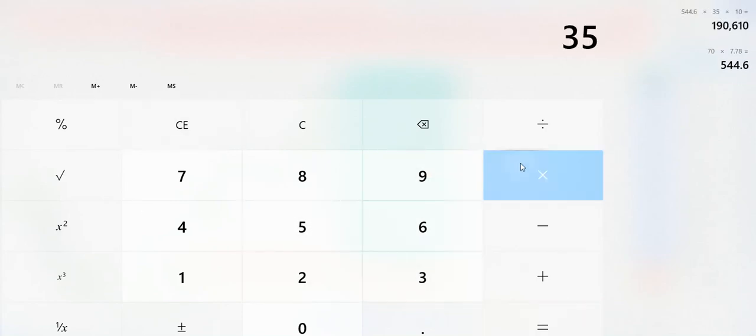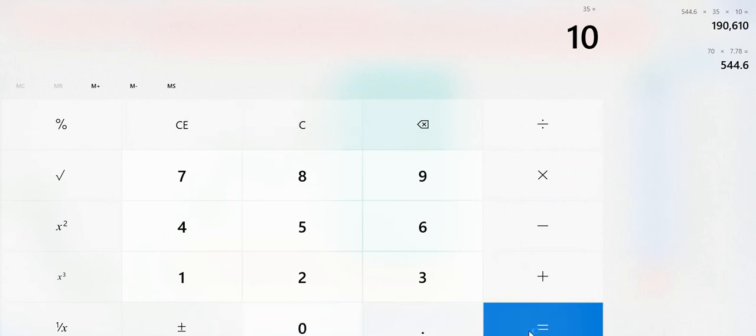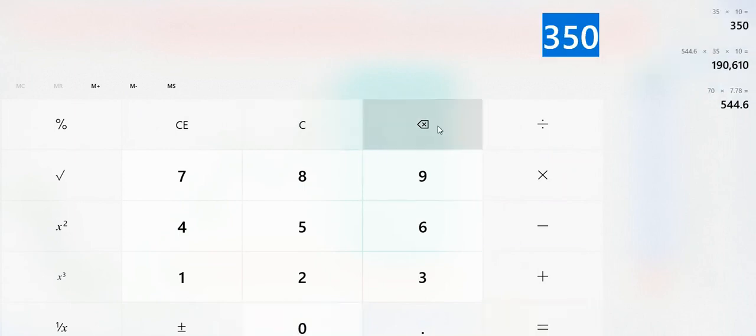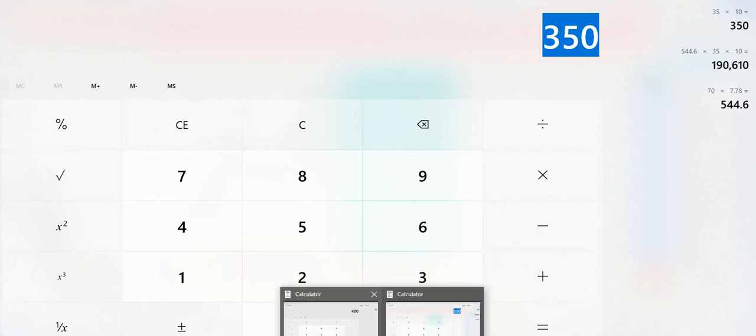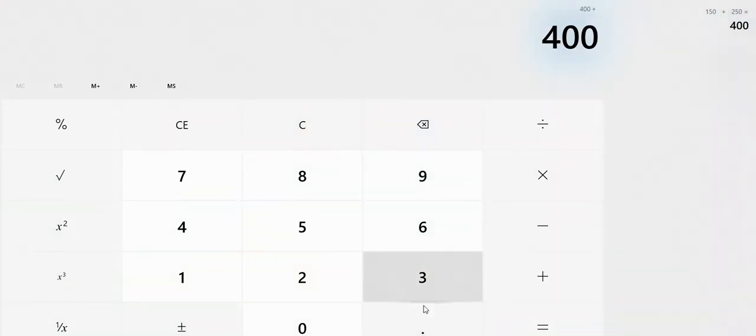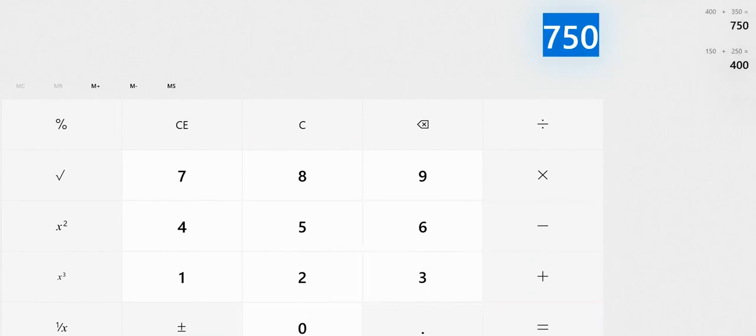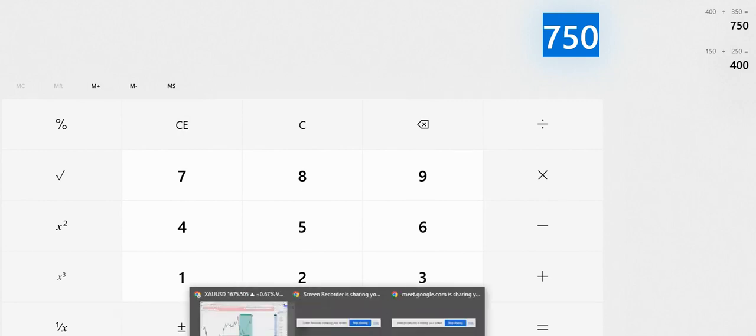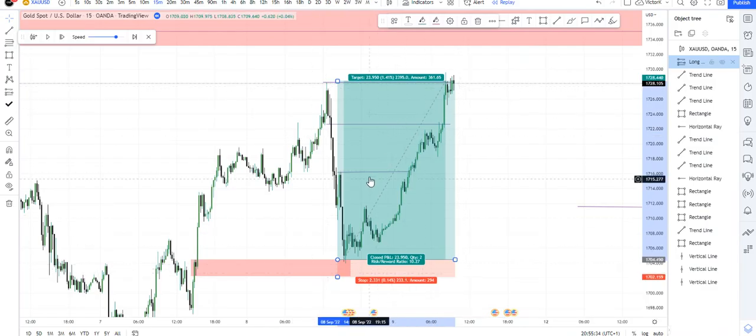35 times 10. Okay, so that's going to give you $350, and you add it to what you already have, plus 350. You made $750 in total from this trade. Okay, so you made $750 in total when you hit your last target.